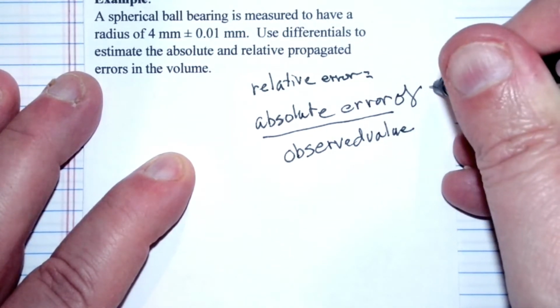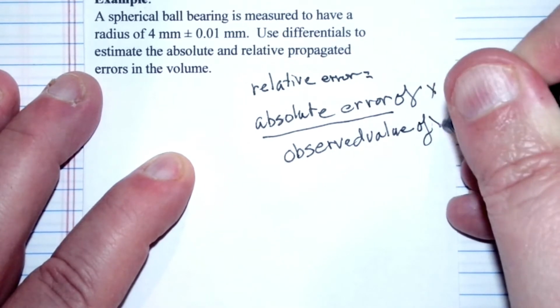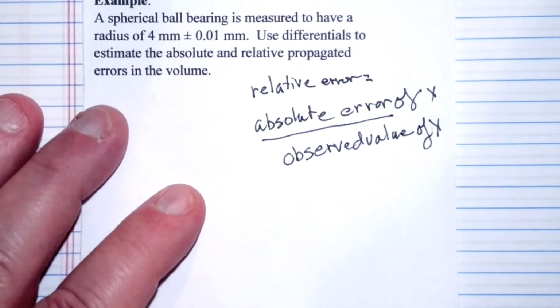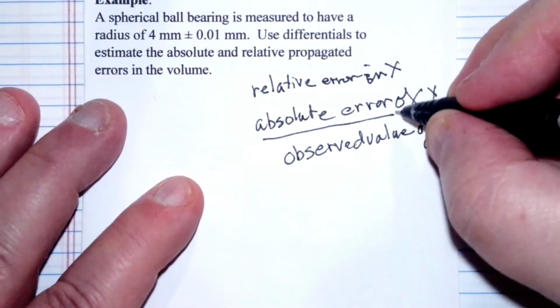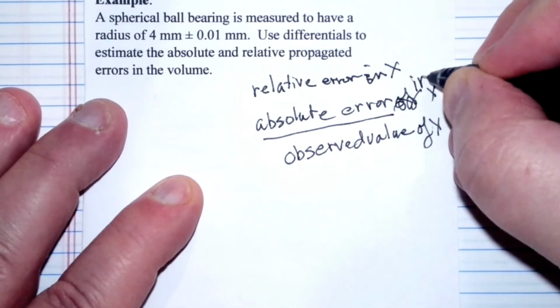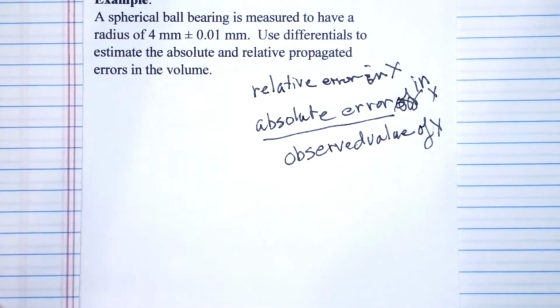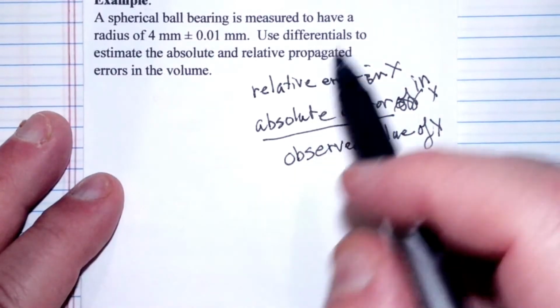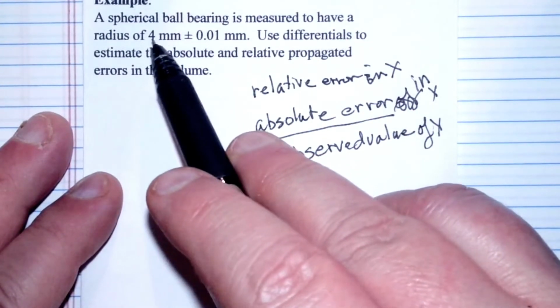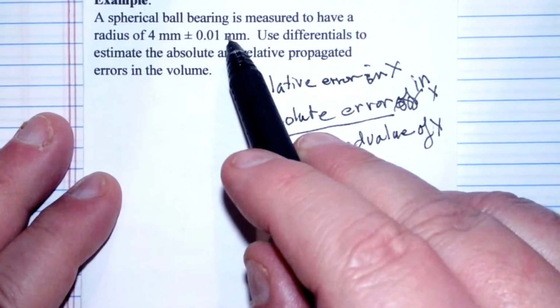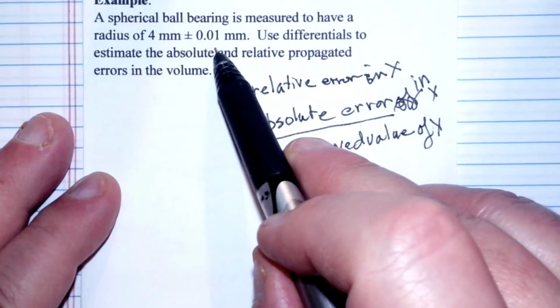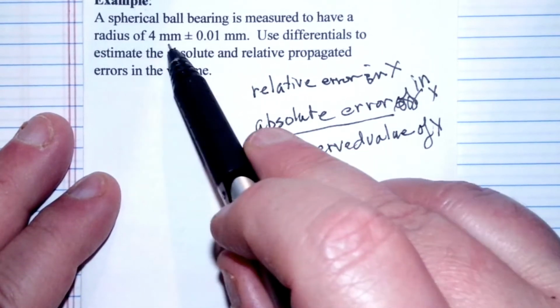Well, let me do this just to make it a little bit clearer. If we want the relative error in x, that's going to be the absolute error in x divided by the observed value of x. So the relative error in measuring the radius of this ball bearing would be 0.01 divided by 4. It's the absolute error divided by the observed value.